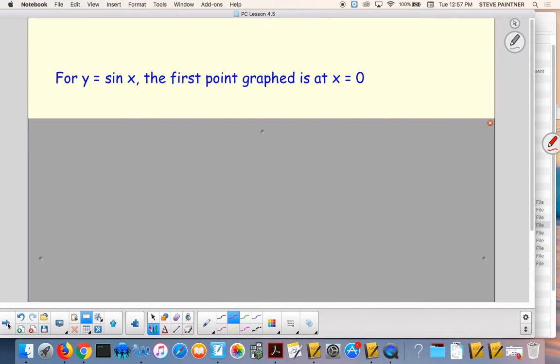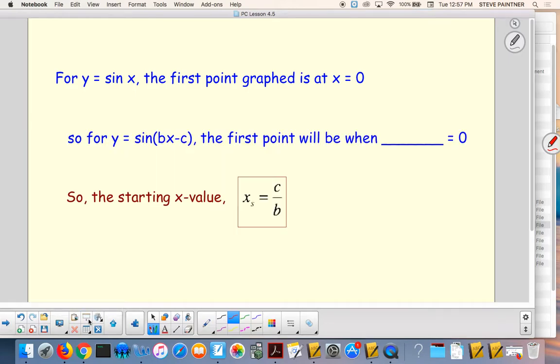All right. This is covered up, isn't it? A little bit. For sine of x, here I'm going to get rid of this. Where's my shade? There it is. For sine of x, the first point you graphed is at x equals 0. So here's what you guys did. You put in 0, and sine of 0 is 0. Guys, when you put in sine of 0, you got 0. That's your first point, correct?